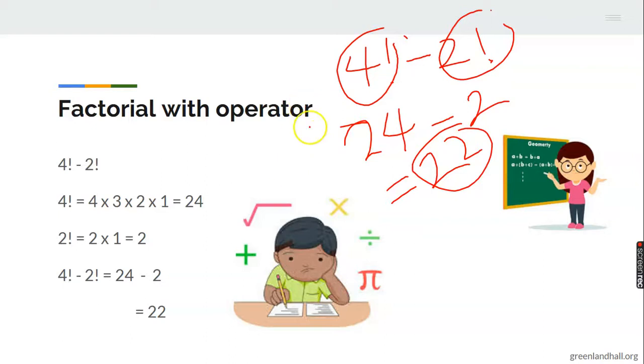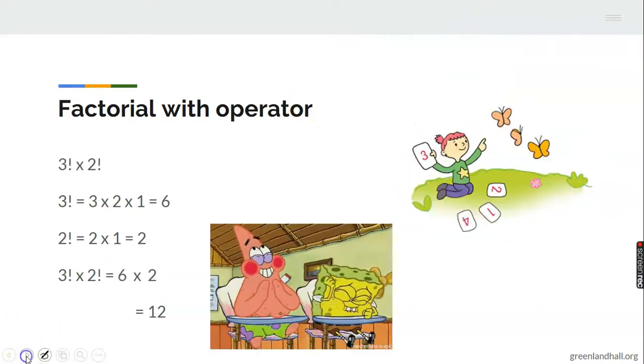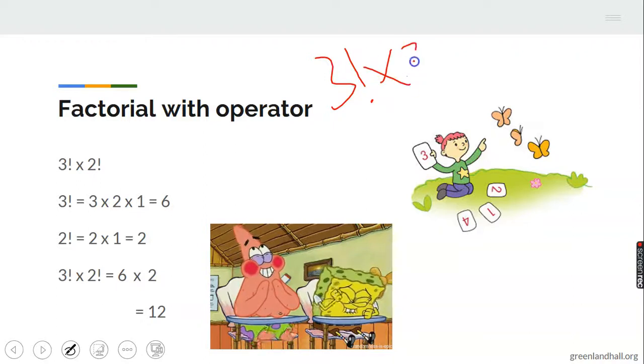Easy peasy. Alright, so let's get into something very interesting. We have also factorial for multiplication. 3 times 2. You also look for the factorial of 3 times the factorial of 2.